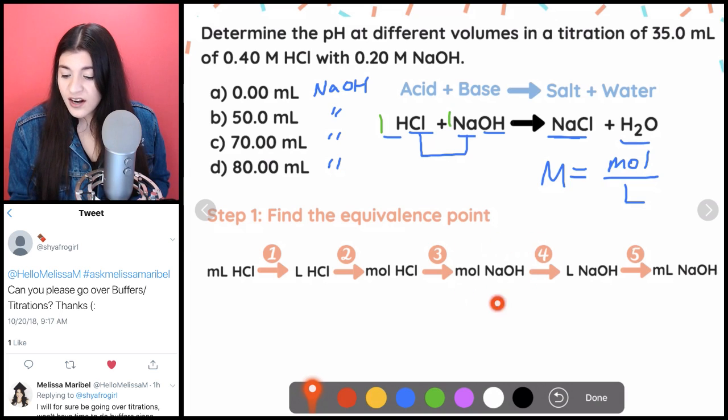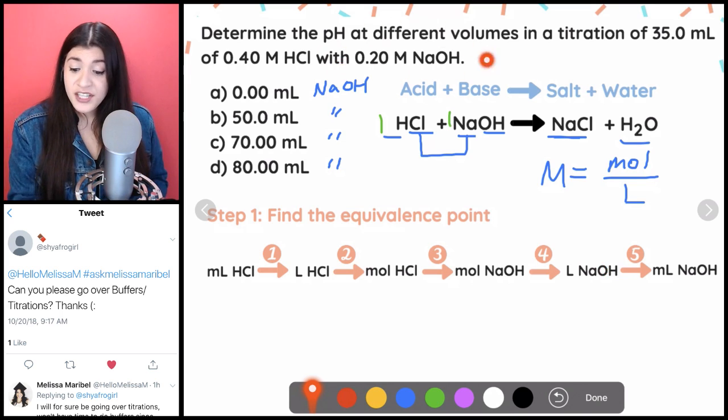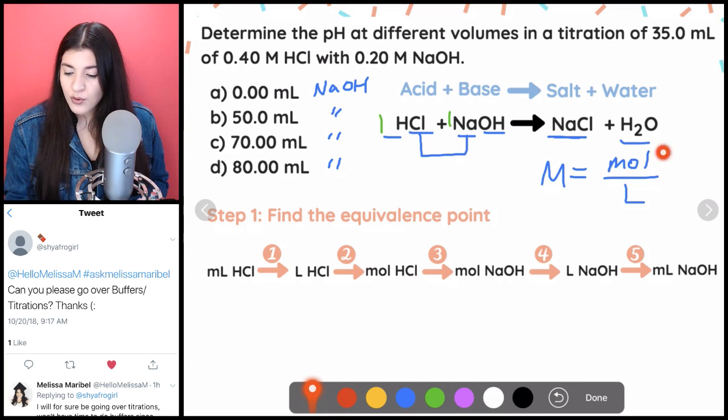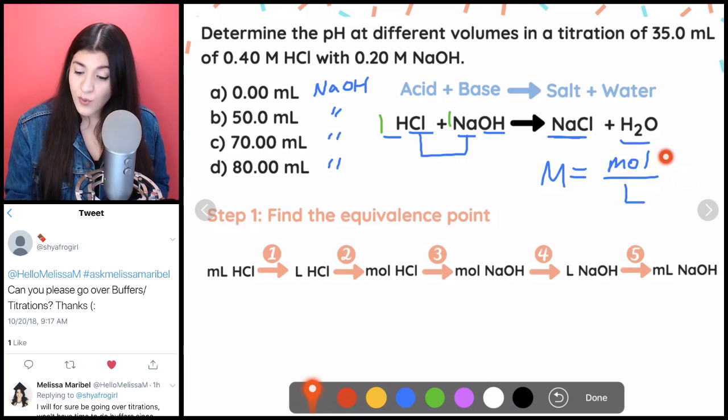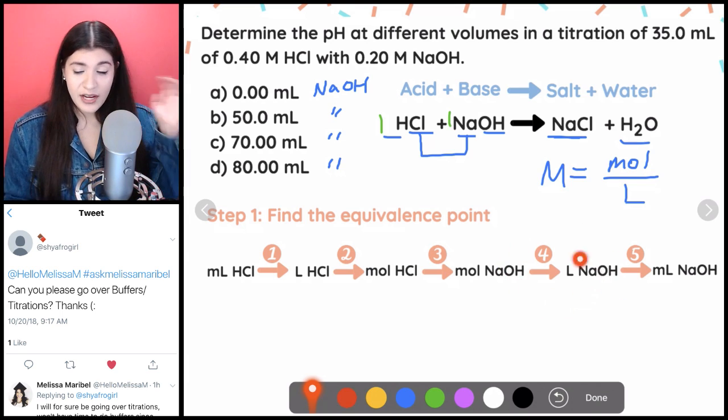And then from there, we're going to continue and try to change this to liters. And how we're going to change this to liters is because we have the concentration. So our concentration or molarity allows us to go from moles to liters or vice versa, liters to moles. So that's what I would use right here. I would use the molarity of NaOH.